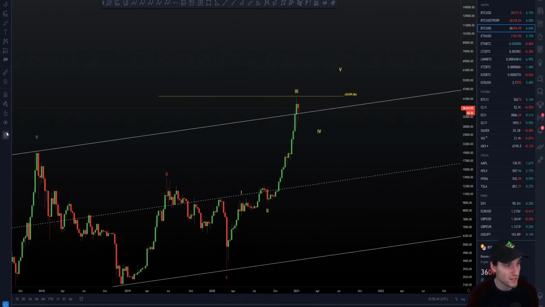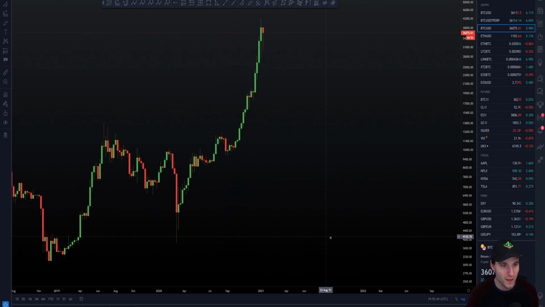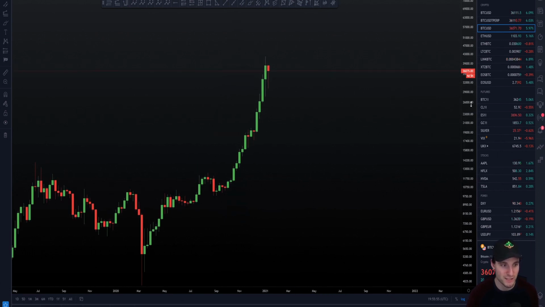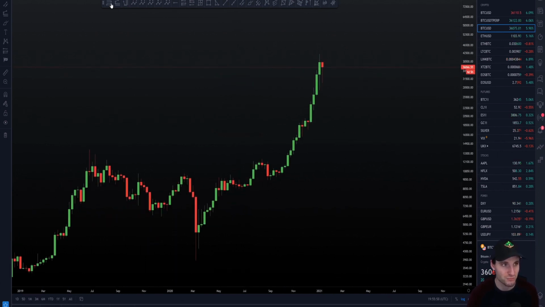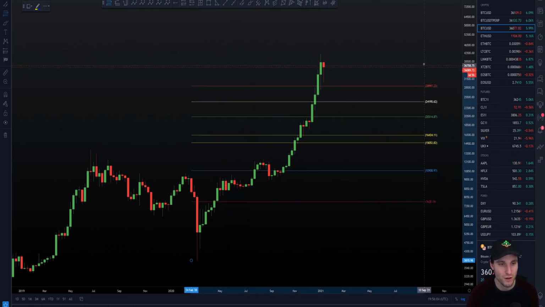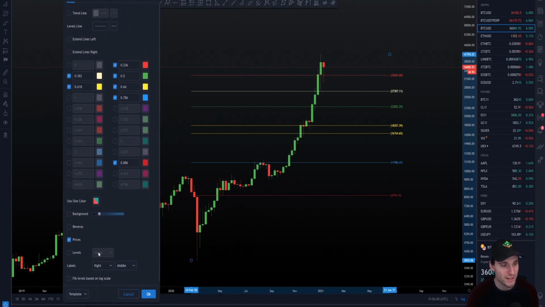If I clear this up a second, what I want to show you is, let's say now we're looking at a retracement, and let's just say hypothetically that we believe we're going to get a big retracement. I'm not saying this is going to happen. This is just for educational reasons. But let's say we thought we were going to get a big retracement. So what we would do is take our Fibonacci retracement from the low here up to the high. And we're going to have to change this to the log scale.